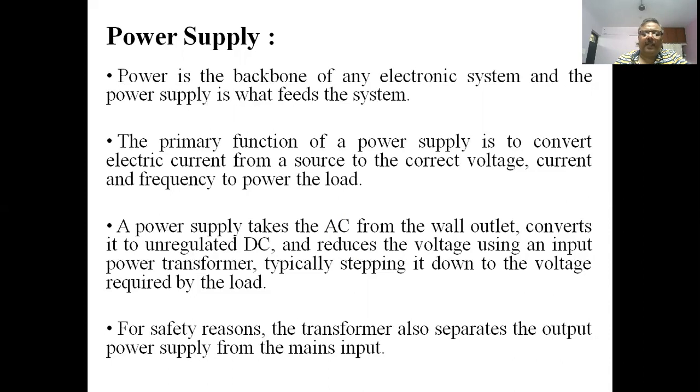A power supply takes the alternating current from the wall outlet, converts it to the unregulated direct current, and reduces the voltage using an input power transformer, typically stepping it down to the voltage required by the load. For safety reasons, the transformer also separates the output power supply from the mains input.